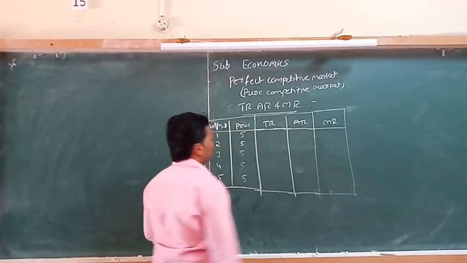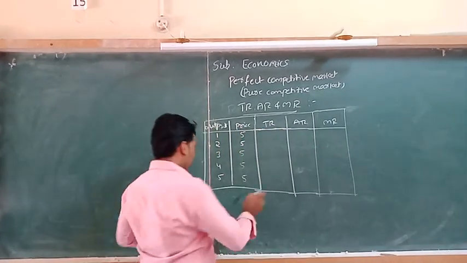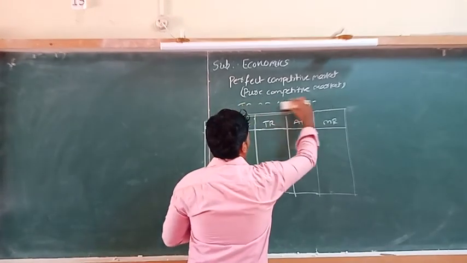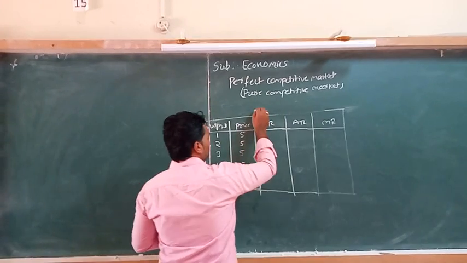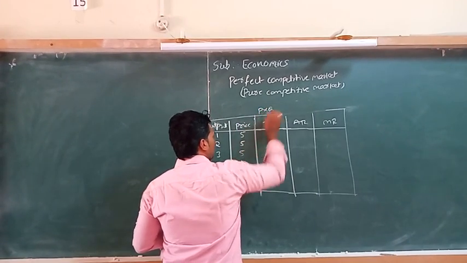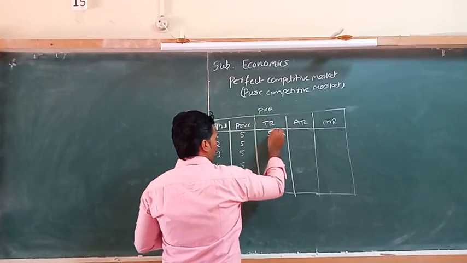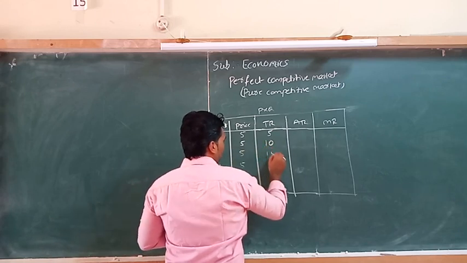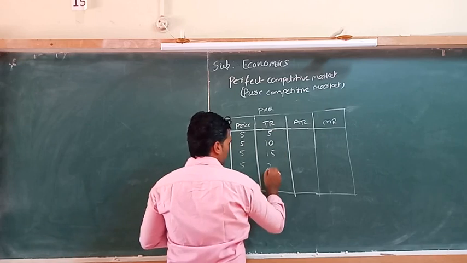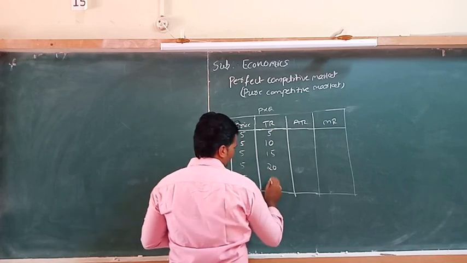Then total revenue. How do you calculate total revenue? I write the formula in the above table. So here, P into Q. 5 into 1, 5. 5 into 2, 10. 5 into 3, 15. 5 into 4, 20. 5 into 5, 25.